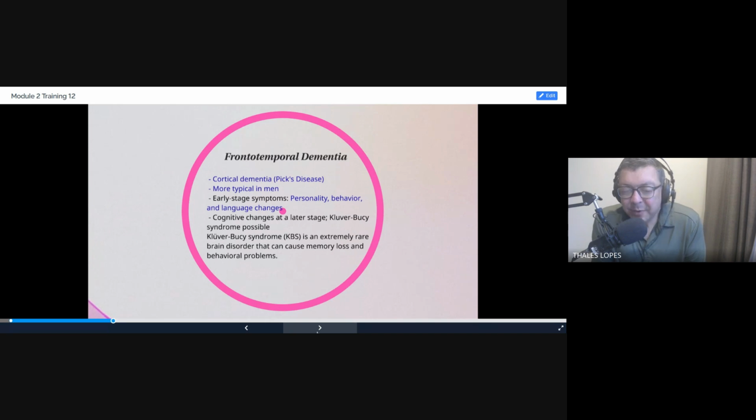It is more typical in men. Its early stage symptoms would be personality, behavior, and language change. That's why I was trying to cue you in for frontals. So frontal, lots of personality change, right? You have somebody that may be very well mannered, quiet. Now that person becomes more talkative than most, and would say things that are most likely not polite.